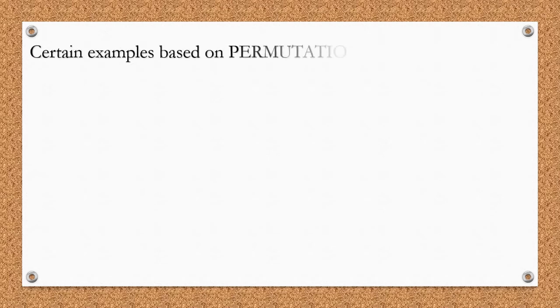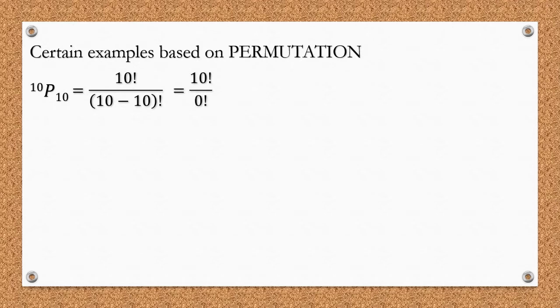Certain examples based on permutation. Because I have just given the formula to you, let's take some examples. Let's take 10P10. According to my formula, 10 factorial will be in the numerator, and in the denominator 10 minus 10 will be taken. So in the numerator it is just 10 factorial, but in the denominator it is 10 minus 10, so it is 0 factorial.